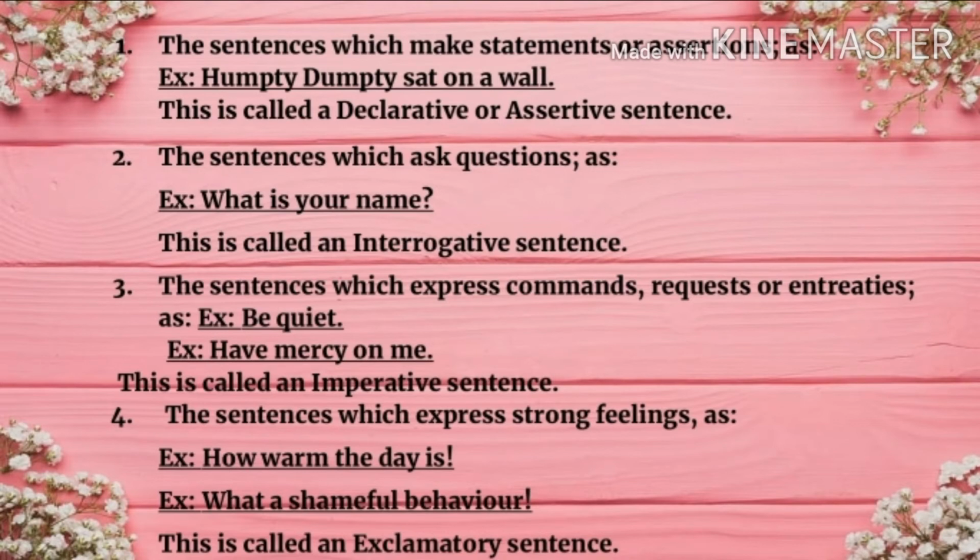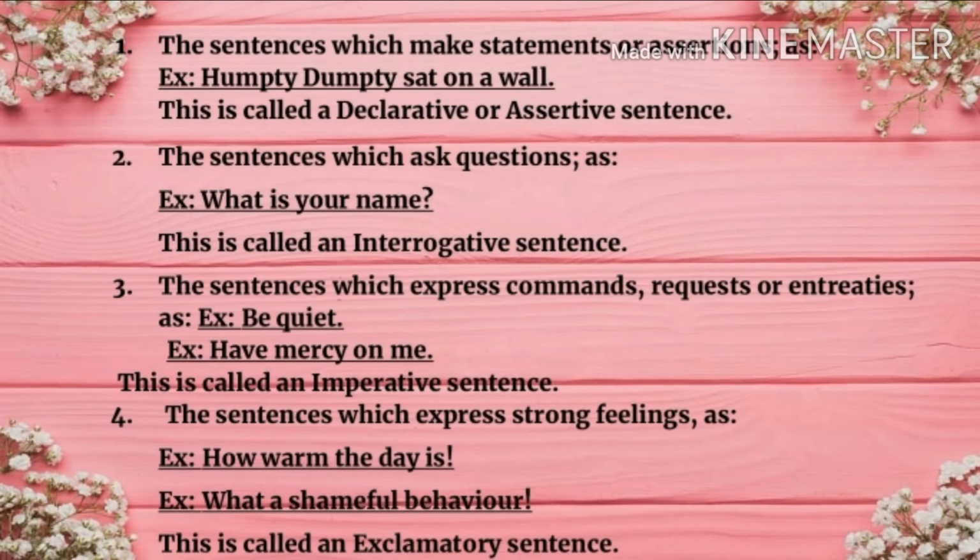Number 1, the sentences which make statements or assertions are called as declarative or assertive sentence. Example, Humpty Dumpty sat on a wall. Here, this sentence begins with a capital letter and ends with a full stop. Number 2, the sentences which ask questions are called as interrogative sentences. Example, what is your name? Here this sentence begins with capital letter and ends with question mark.